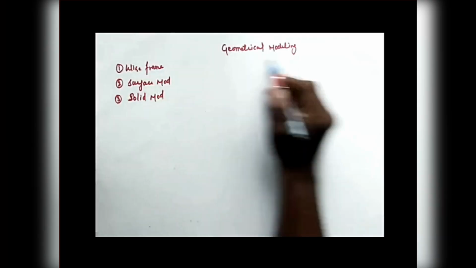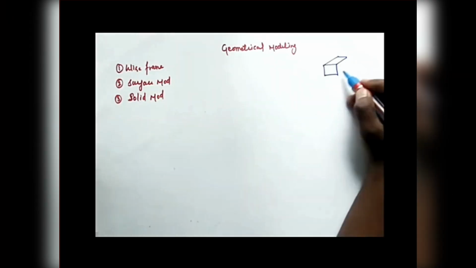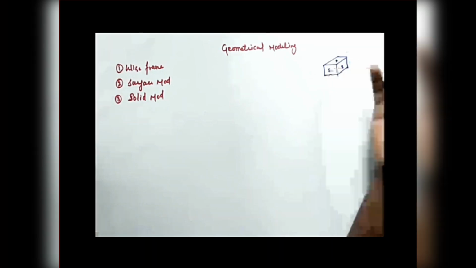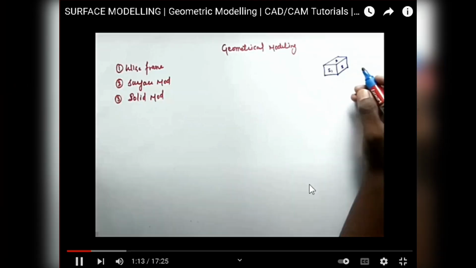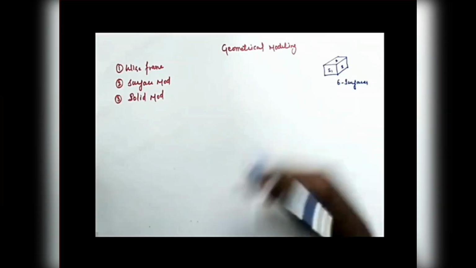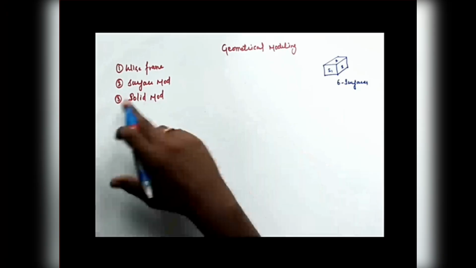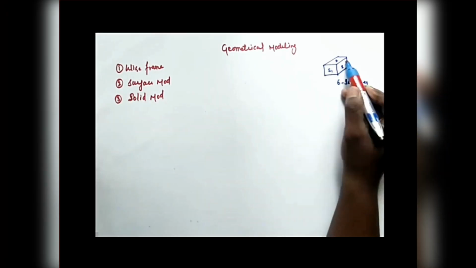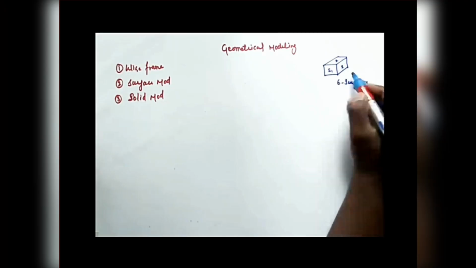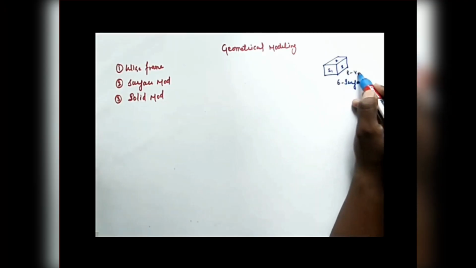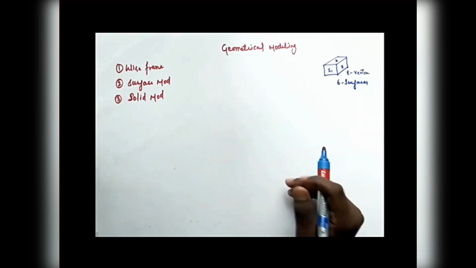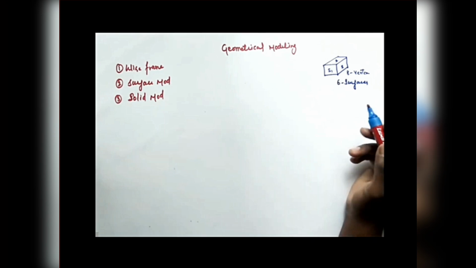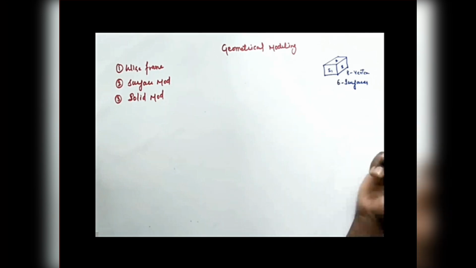For example, if I consider a box of this kind, this box has been developed by using different surfaces, maybe S1, S2, S3, S4, S5, S6. So to develop a box, I need 6 surfaces. Whereas in the earlier case of a wireframe model, you have to consider V1, V2, V3, V4, V5, V6, V7, V8. So you have to consider 8 vertices to develop a wireframe model. Now 6 surfaces are required to develop a surface model. Again, this is also not a complete representation.